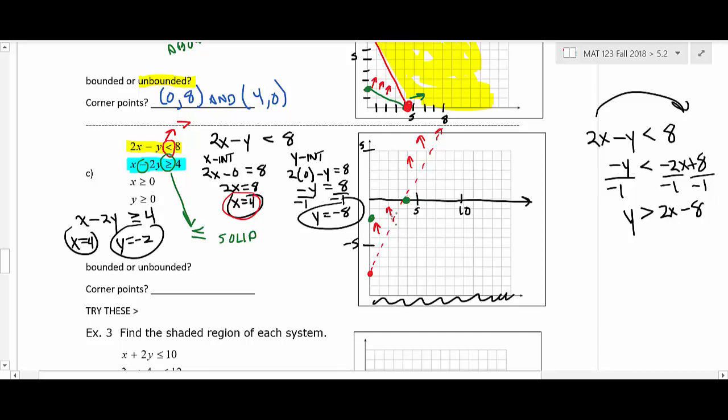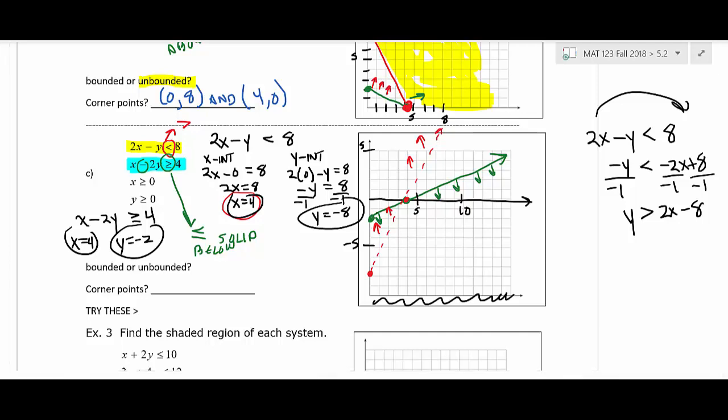Okay, so what you're going to have then is when you connect the x-intercept of 4 to the y-intercept of -2 with a solid line, it's going to go like that. Okay, and again, the sign changed to less than, so it's going to be below. So you want to think about, okay, I'm below the green line, but at the same time I'm above the red.